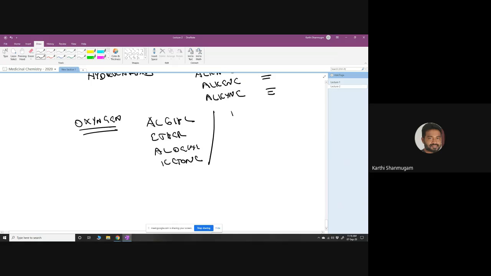Any functional group containing a nitrogen atom? Amine, imine, amines, right? Then amide, then nitrile. Okay, enough. These are examples of functional groups containing nitrogen. Now any example of a functional group which contains both oxygen and nitrogen?